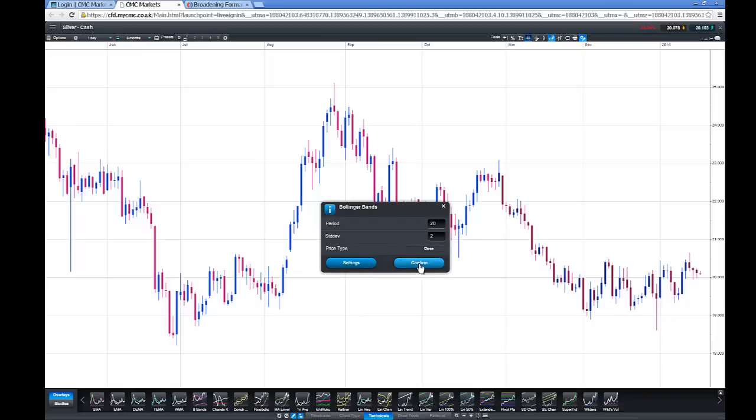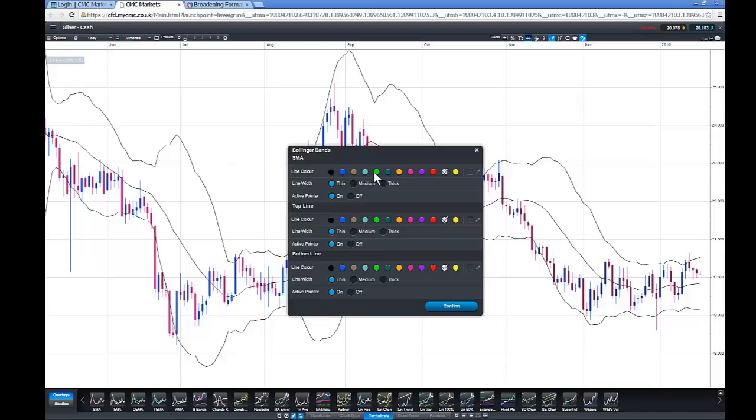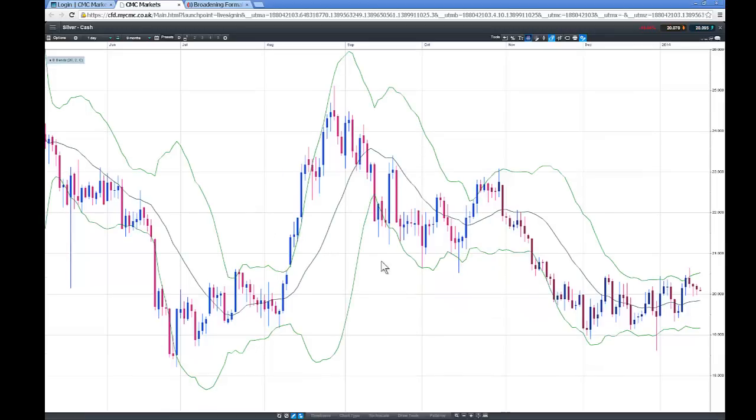And I'm going to stick with the standard setting because for me that works, and I think we'll find on silver it can give us some reliable signals. So let's add those Bollinger Bands. And as you can see, we've got periods of increasing and decreasing volatility. I'm just going to change those colors to make it clearer what's what. I'm going to make the Bollinger Bands bright green and the moving average a dark green. And now you can see quite clearly the bounds of the price action.